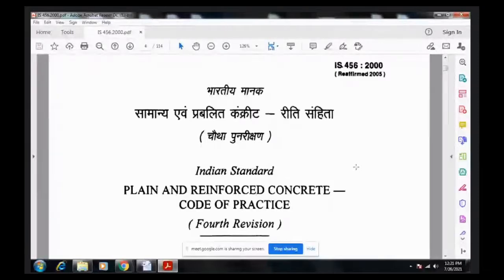So the moment you give this, people will ask, isn't the concrete... because definitely that is an important parameter. You have to tell them, yes, this will be the grade. I'll discuss.